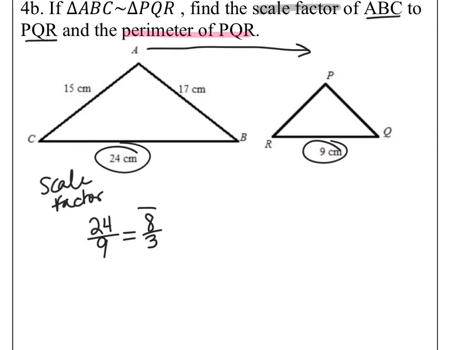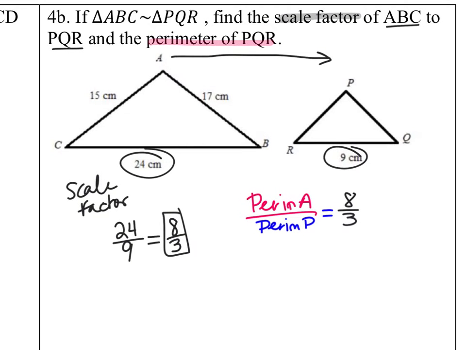Okay, and then as far as perimeters go, we learned previously that the ratio of the perimeters is proportional to the scale factor. So set that up. We can say perimeter of A over perimeter of P equals our scale factor, 8/3. It is directly proportional. So now we're going to say the perimeter of A.